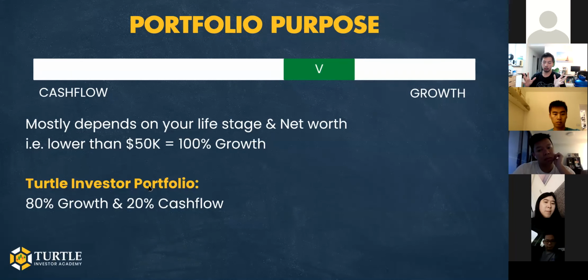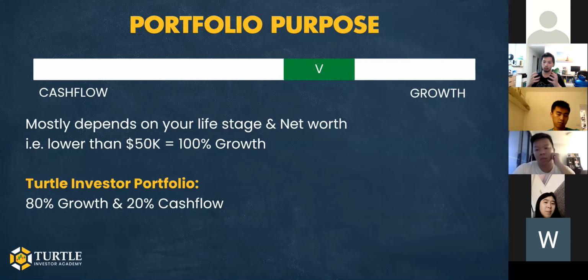So in terms of our portfolio in the Turtle Investor Academy, category-wise, the purpose is 80% growth and 20% cash flow. Hence, if you see, our portfolio tends to grow really, really fast when the market is doing really, really well, right?